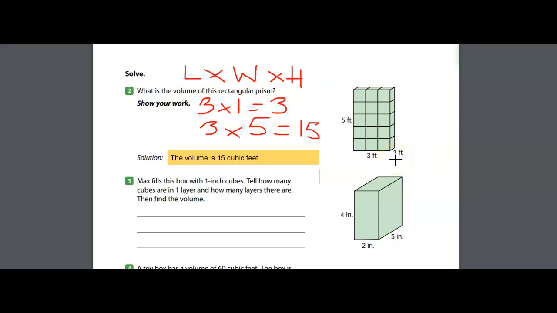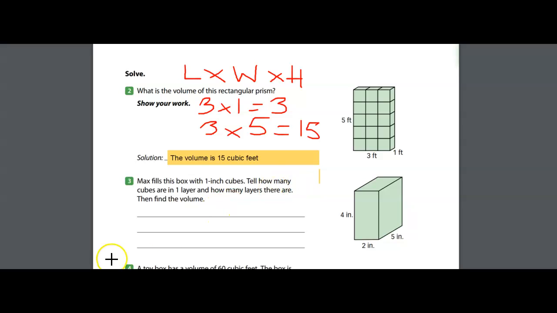How do we get 15? We used our formula, length times width times height. Our length is 3 and our width is 1. So I found 3 times 1, which is a product of 3. Now I take that answer, which is the area of my base, 3, multiplied by my height, which is 5. 3 times 5 will give me 15.